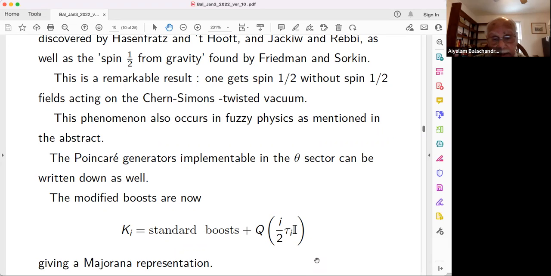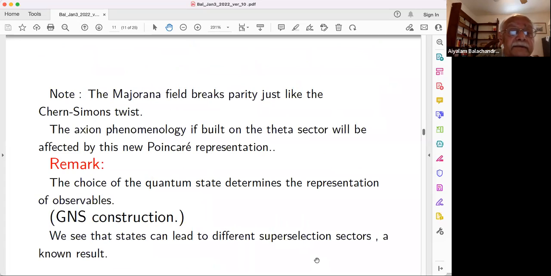Okay. Now I want to say just one word, but before I do that, first let me say that the Majorana field breaks parity. Okay. As we know, just like the Chern-Simons twist, so it is coherent.